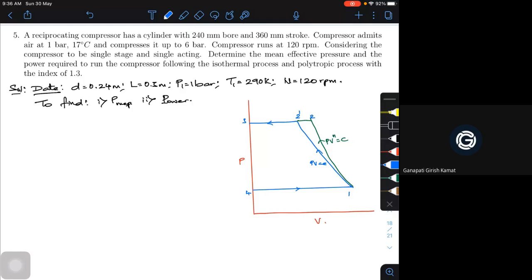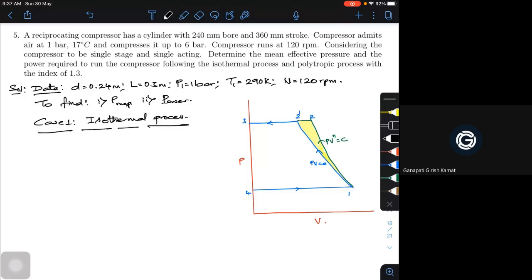Now I need to see that if I execute the isothermal process, I will be doing less amount of work. We have already studied that. So now I need to find the work done for both cases. Case 1 is the isothermal process and case 2 is the polytropic process. We will do both. First let's start with case 1, the isothermal compression process. Now let's find things one by one.